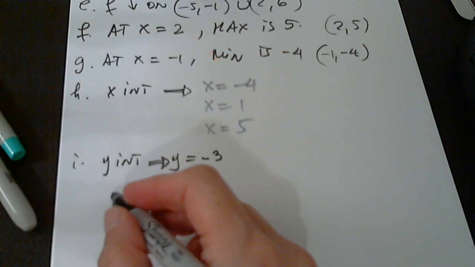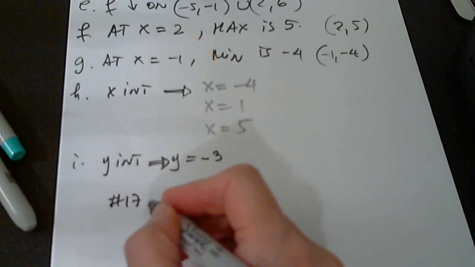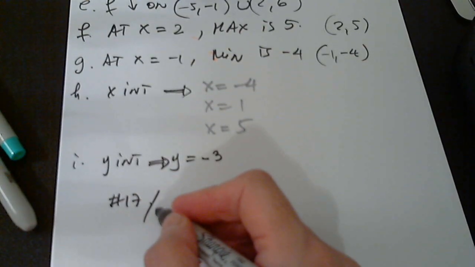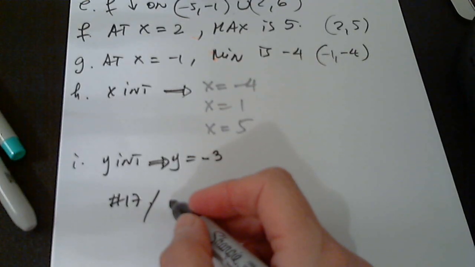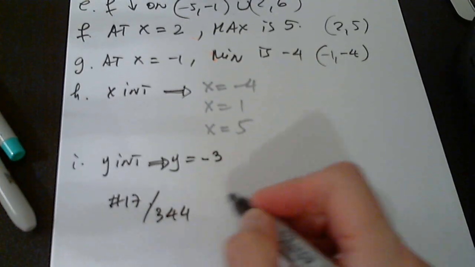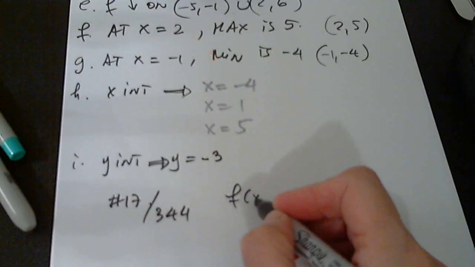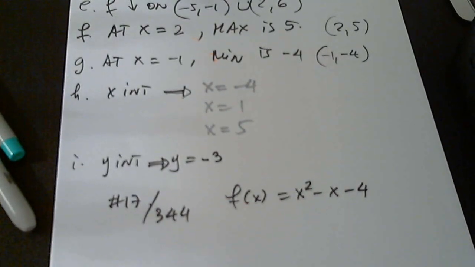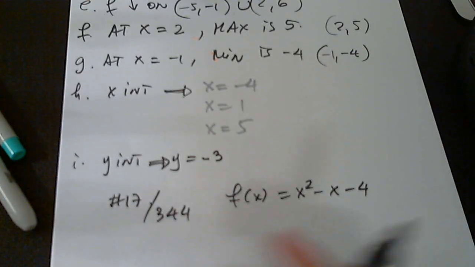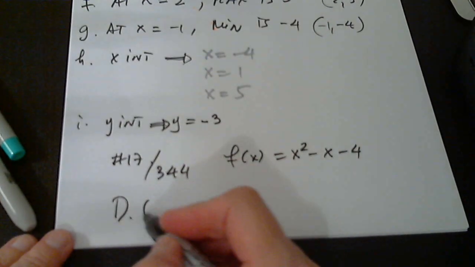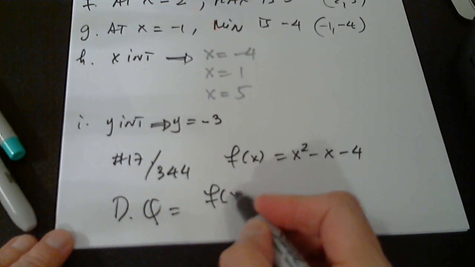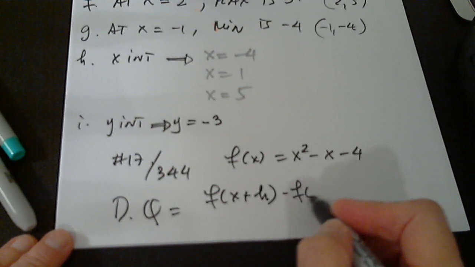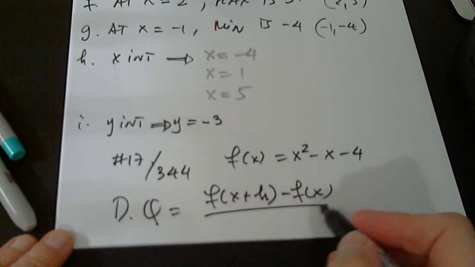So this is problem 17 on the same page, 344. And then the function is f of x equals x squared minus x minus 4. And they want us to find the difference quotient. So the difference quotient, f of x plus h minus f of x, divided by h.